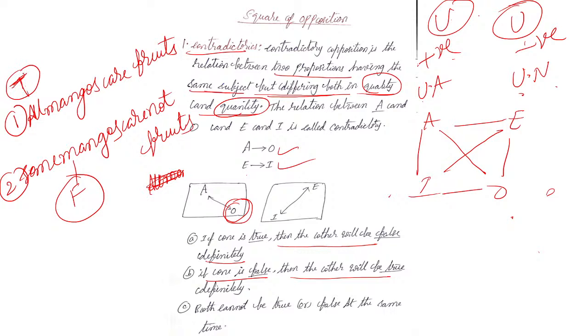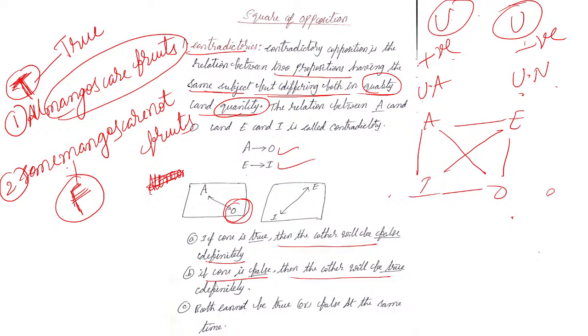All mangoes are fruits, we are saying here. In the first statement, we are saying that it is a true statement. Then we can easily say that this statement is false. "Some mangoes are not fruits" is false because all mangoes are already fruits. Then how will some mangoes not become fruits? That's why if one statement is true, then the other statement in the contradictory pair will become false definitely.